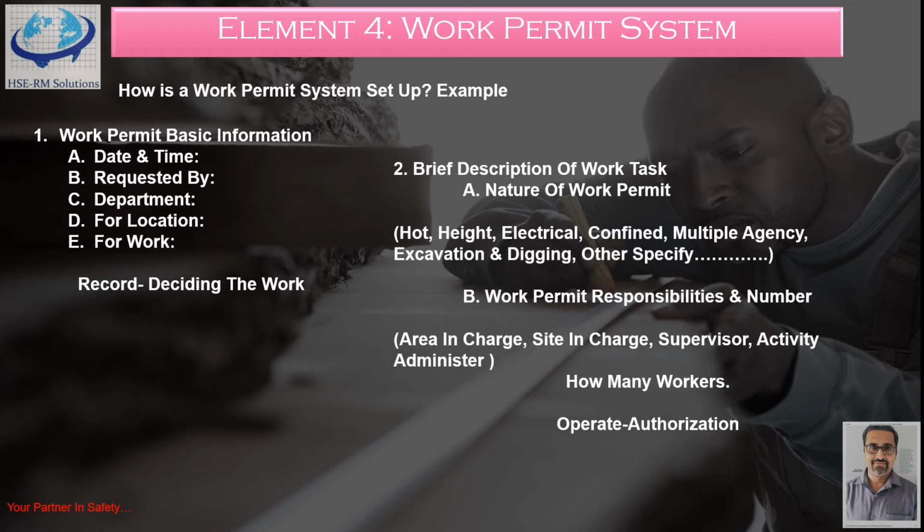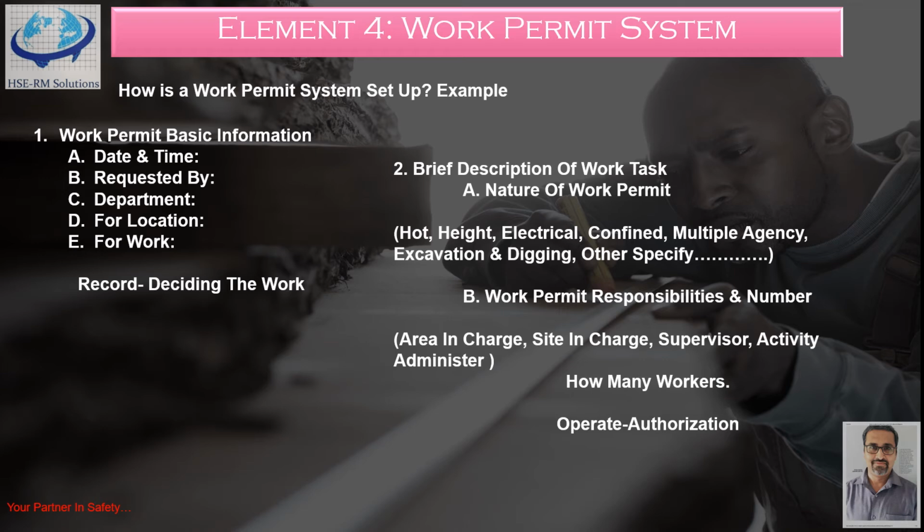Now each individual company will have its own specific task, so based on that the permit brief description will change. So here, one single permit for each, correct? So now, how many workers? Now we have already understood R and we have understood O. So this is O, that is operate and authorization. So RO is records deciding the work. O is operate and authorization.